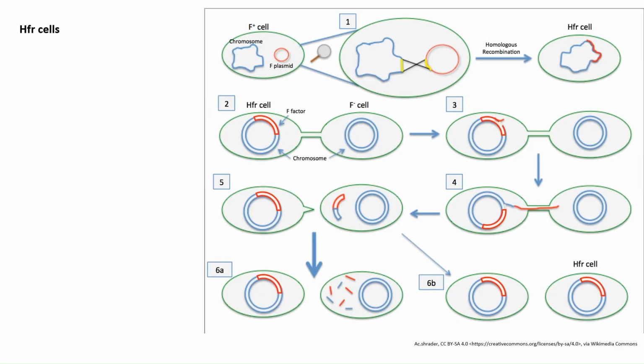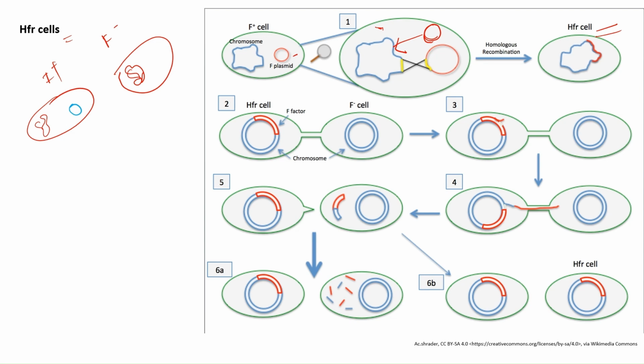Now what do we mean by HFR cell? HFR cell means, as you can see here, when the F plasmid enters into the recipient cell, sometimes instead of being present separately inside the cell, it gets inserted into the chromosome. Recombination happens between chromosomal DNA and this plasmid DNA and it gets inserted into the chromosome. Such a cell is known as HFR cell. F plus cell is the cell having chromosomal DNA and F plasmid. F minus cell is the cell having only chromosomal DNA and no F plasmid.